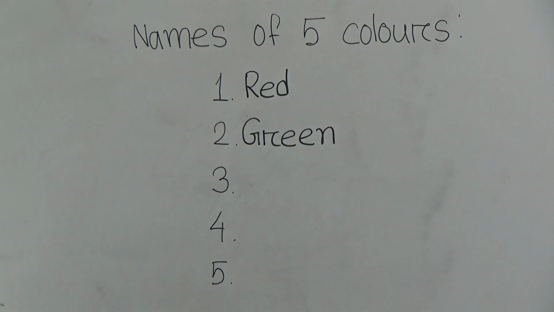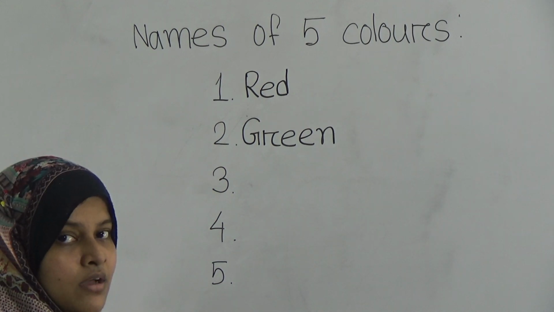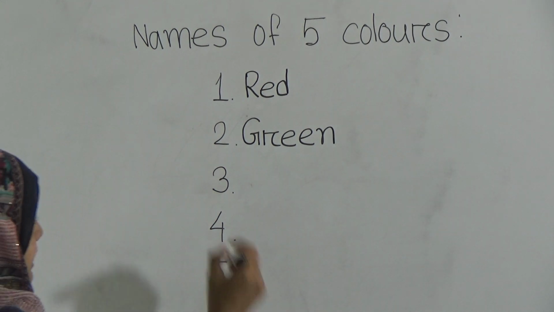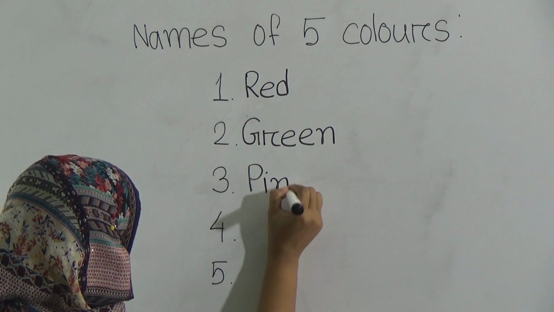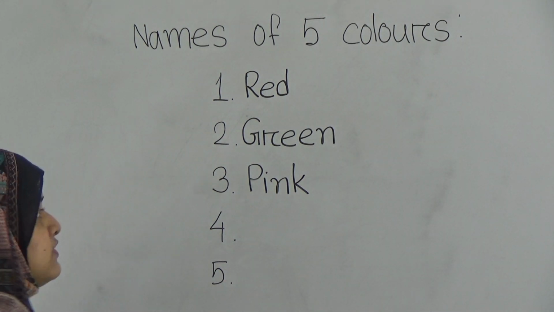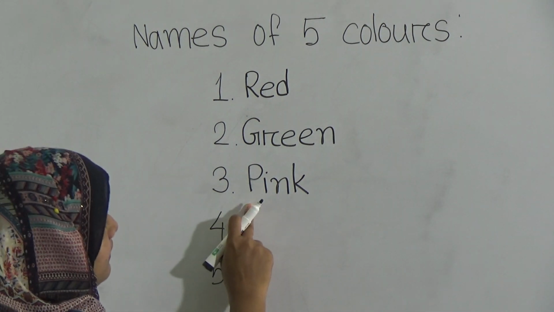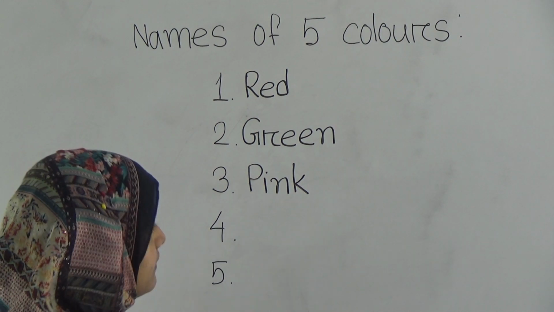Okay, now come to number 3. Number 3 is pink. Can you spell pink? Okay, spell with me. P-I-N-K. Pink. Again spell with me. P-I-N-K. Pink.